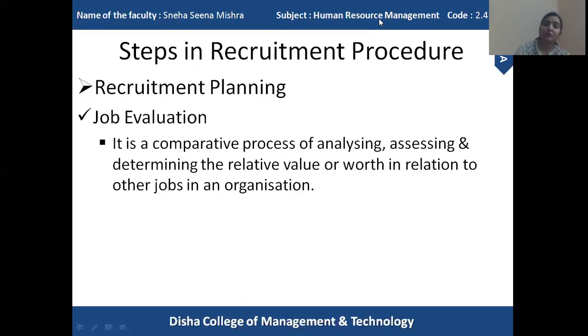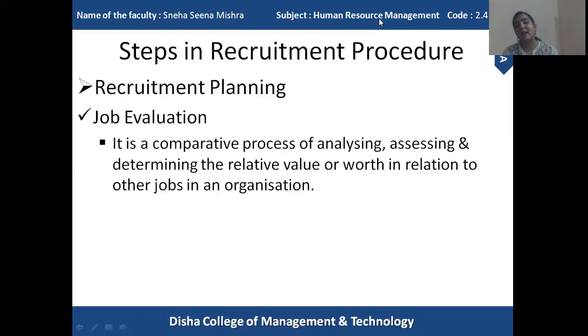Now they have to also keep in mind what is the position of the job in the organization. So if a job belongs to a top level position, then the salary and the other benefits need to be higher than the middle level jobs. So that is the job evaluation.